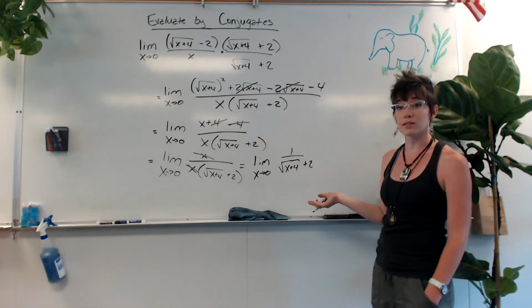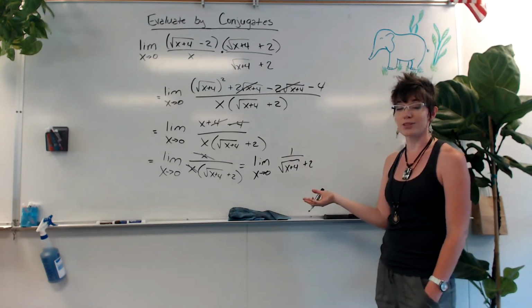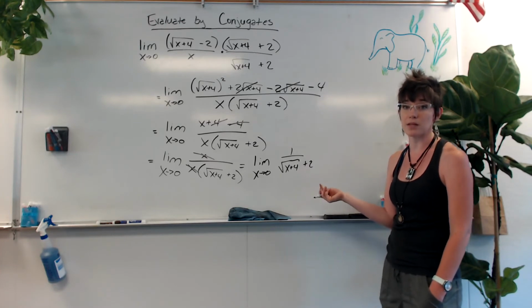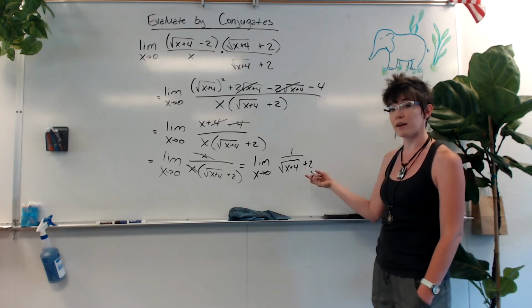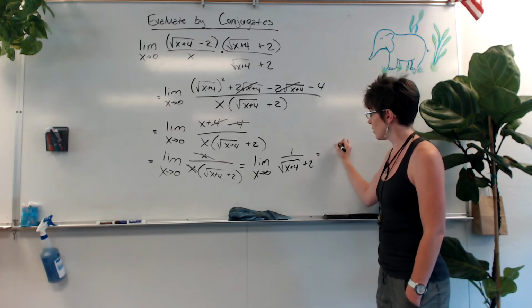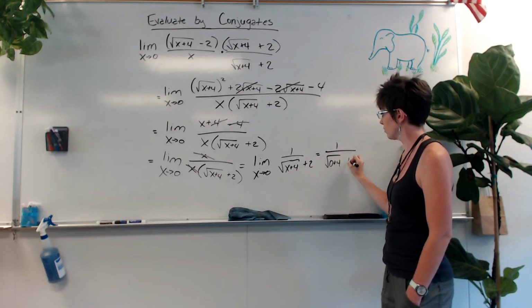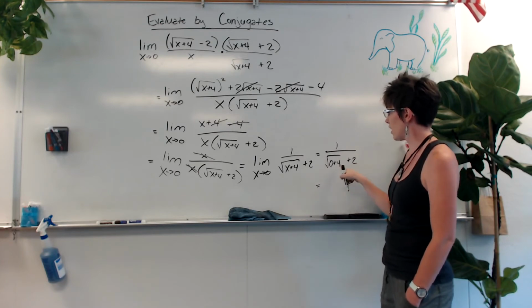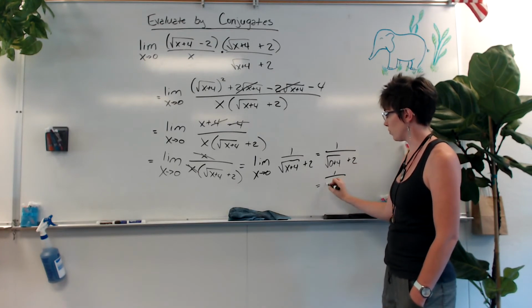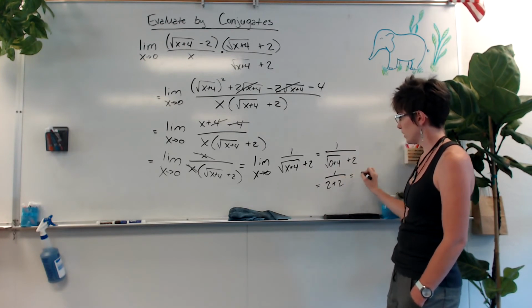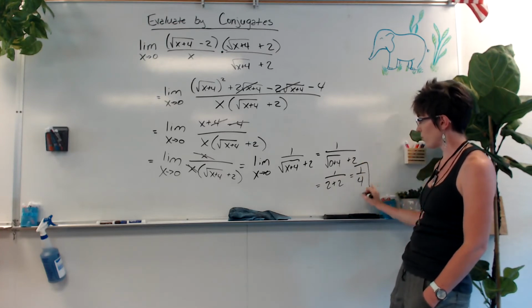But now when I plug 0 in, when I directly substitute, there's not going to be any kind of issue that pops up or arises, and so I can find the limit at this point. When I plug it in, I get square root of 0 plus 4 plus 2, and square root of 4 is just 2, so my answer is 1 over 4.